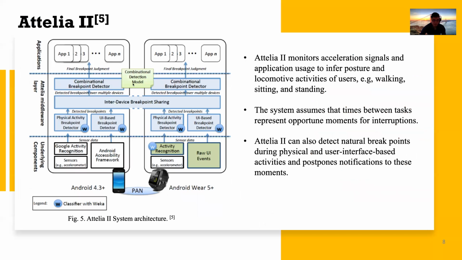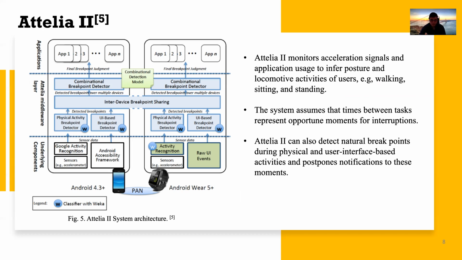Here, I'll give an example of a state-of-the-art attention management system. It's called Artilia 2. As you can see, Artilia 2 runs on both platforms, such as Android Wear 5 and Android 4.3, both on mobile and wearable platforms. And Artilia 2 monitors acceleration signals and application usage to infer posture and locomotive activities of users. For example, if the user stopped walking, and is sitting or standing.